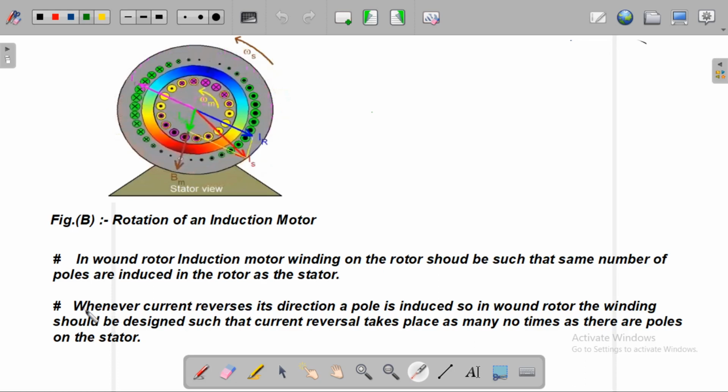Whenever current reverses its direction, a pole is induced. So in a wound rotor, the winding should be designed such that current reversal takes place as many times as there are poles on the stator.